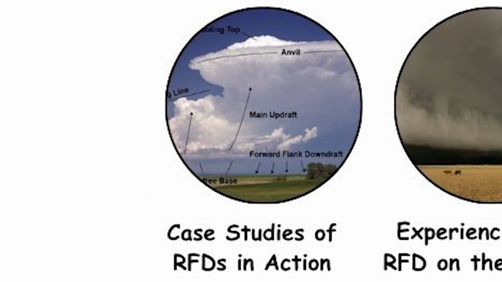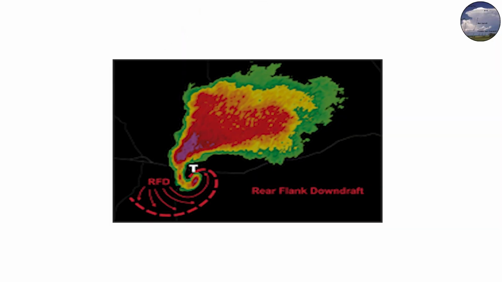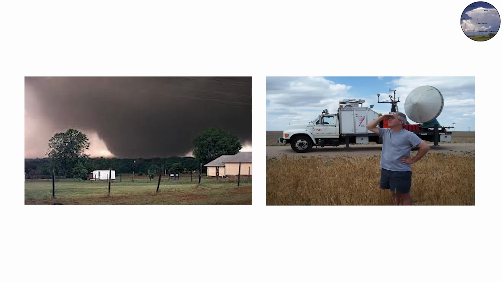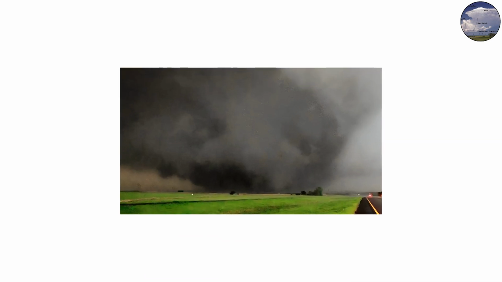Case studies of RFDs in action. History provides clear evidence of the RFD's influence. Moore, Oklahoma, May 3, 1999. This EF5 monster, with winds over 300 miles per hour, was accompanied by a dramatic RFD clear slot visible to chasers. Its structure likely enhanced the tornado's growth into one of the strongest ever measured.